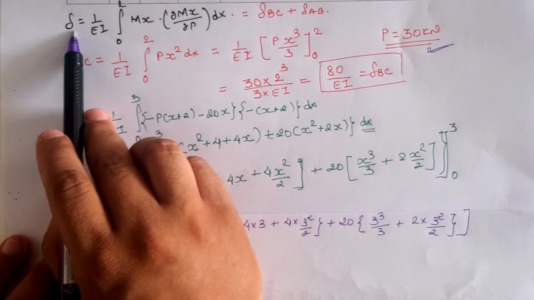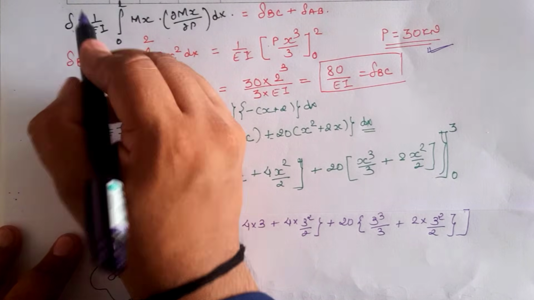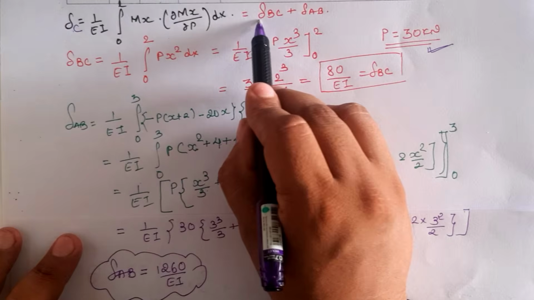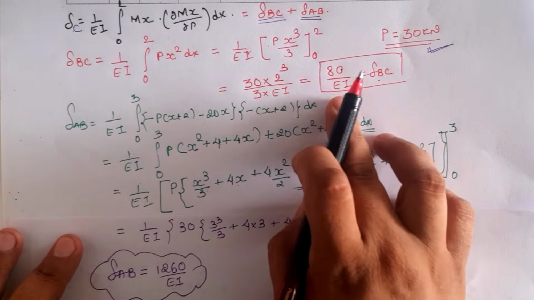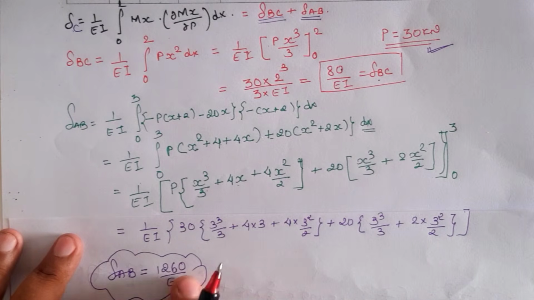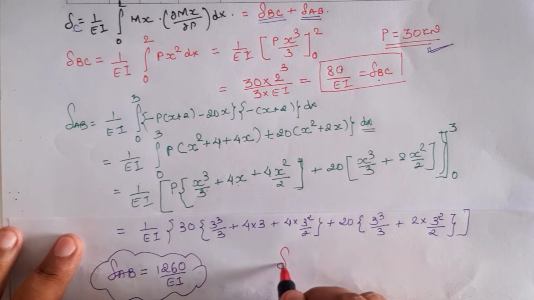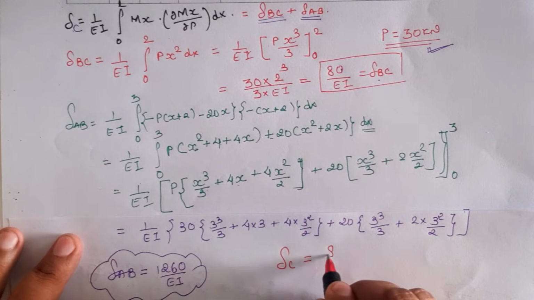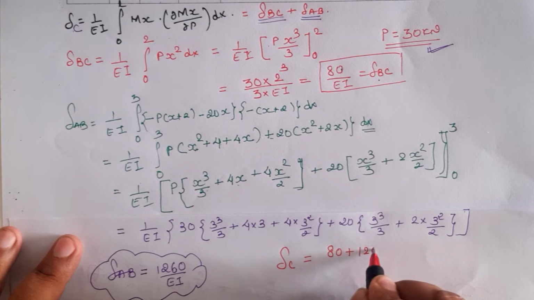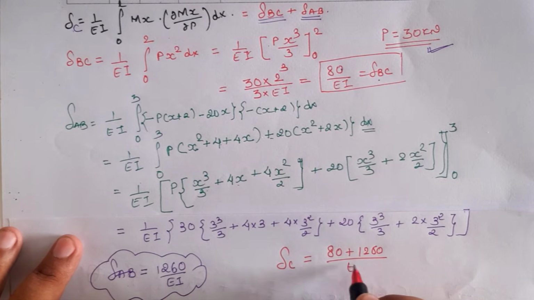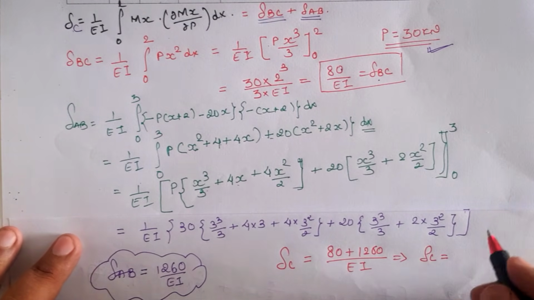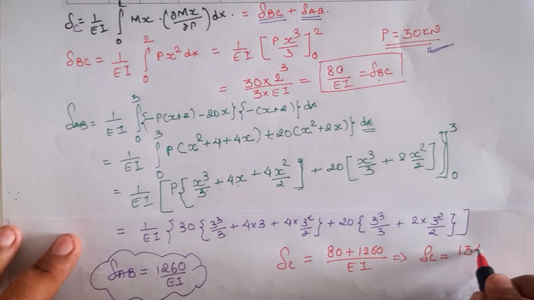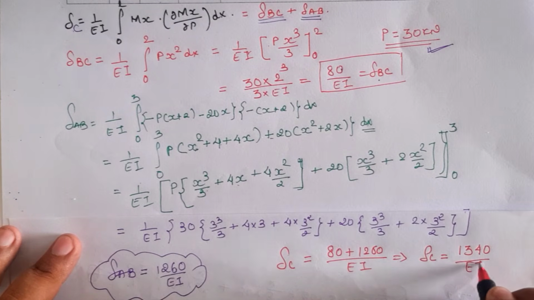Now according to the superposition theorem, our delta at location C is the summation of delta BC plus delta AB. Delta BC is 80 by EI and delta AB is 1260 by EI, hence total delta C is equal to 80 plus 1260 divided by EI, so our deflection at location C is equal to 1340 by EI.